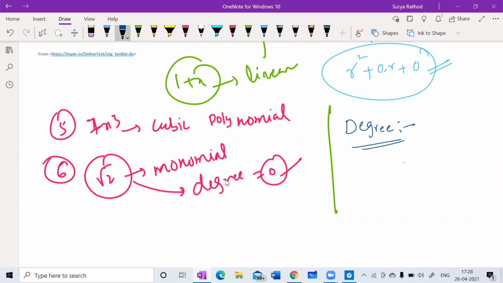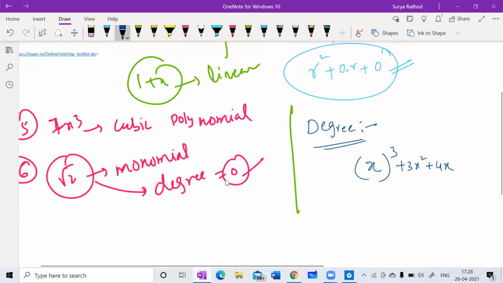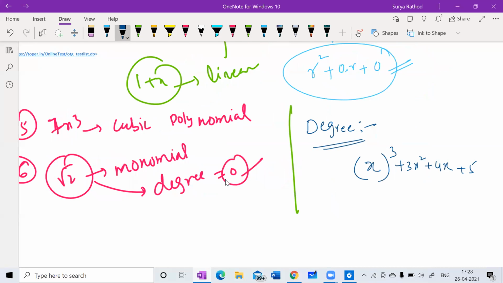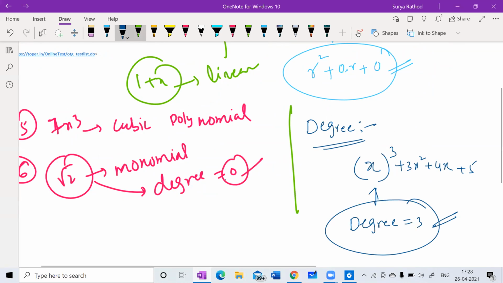Suppose x is a variable, and I say x cube plus 3x square plus 4x plus 5. This is my cubic polynomial. If I ask you to find the degree of this cubic polynomial, then I would say degree is equal to 3. Why am I saying degree as 3 here? Because it is the power of the variable, and it is the highest power.